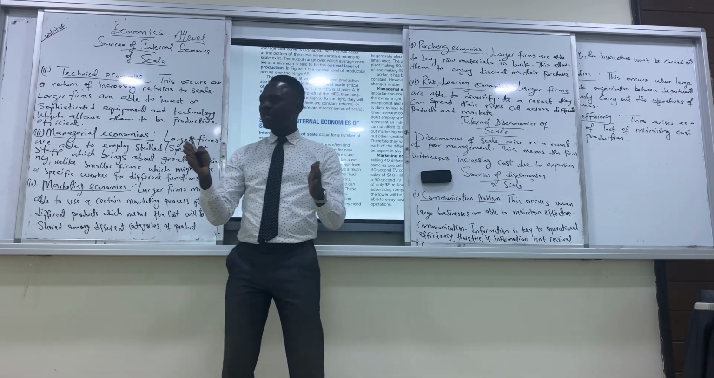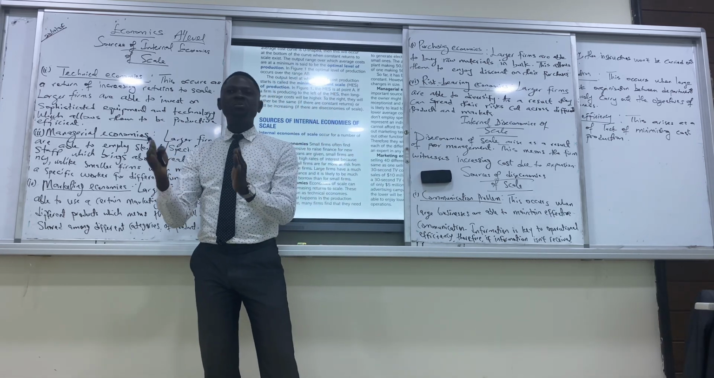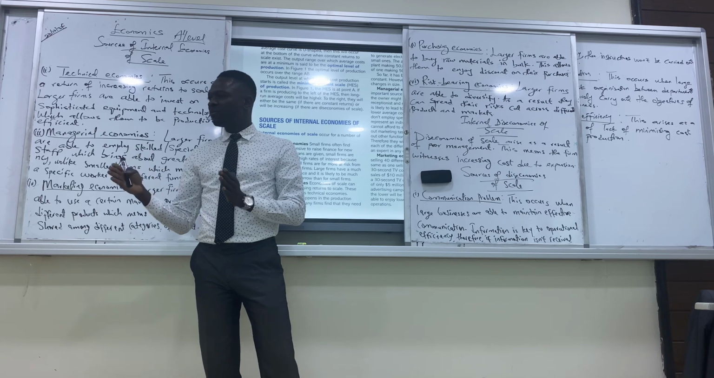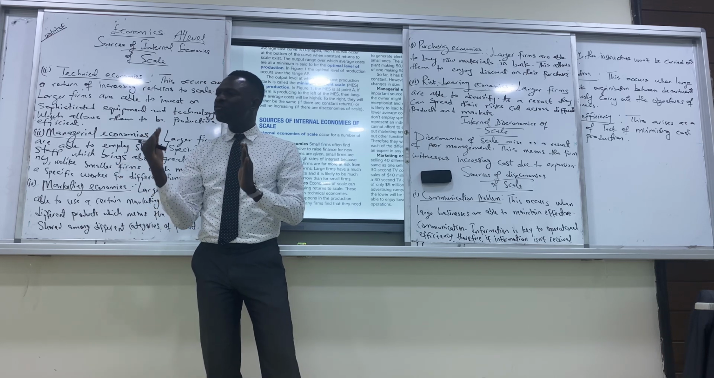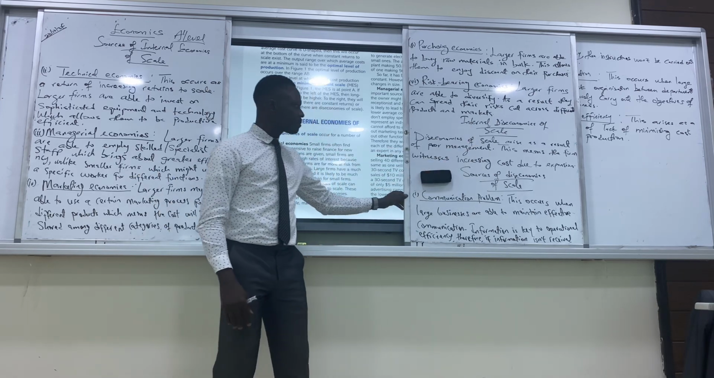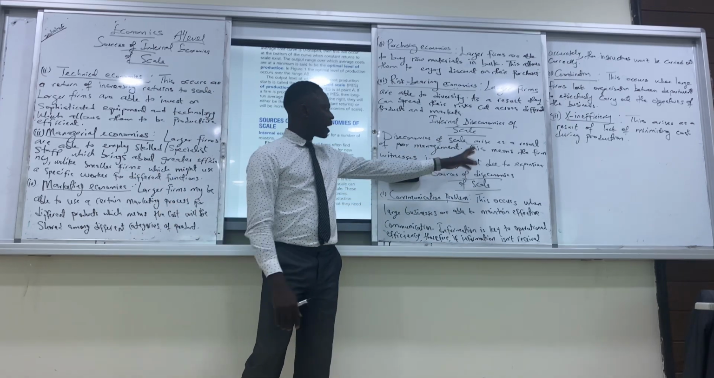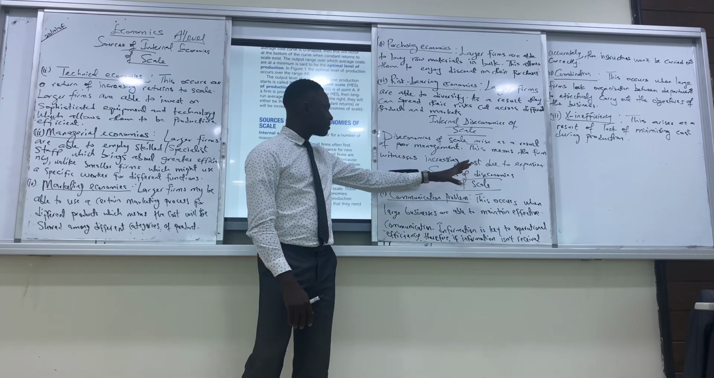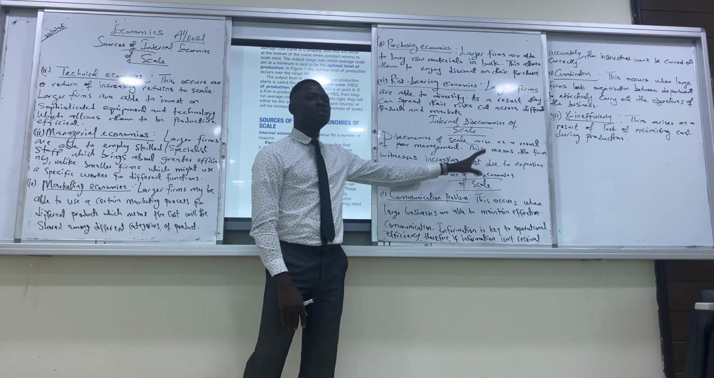As soon as you expand, you must not exceed the optimum level. When you exceed the optimum level, the business will start witnessing what we call diseconomies of scale. So we call it internal diseconomies of scale. So I wrote, diseconomies of scale arise as a result of poor management. This means the firm witnesses increasing costs due to expansion.